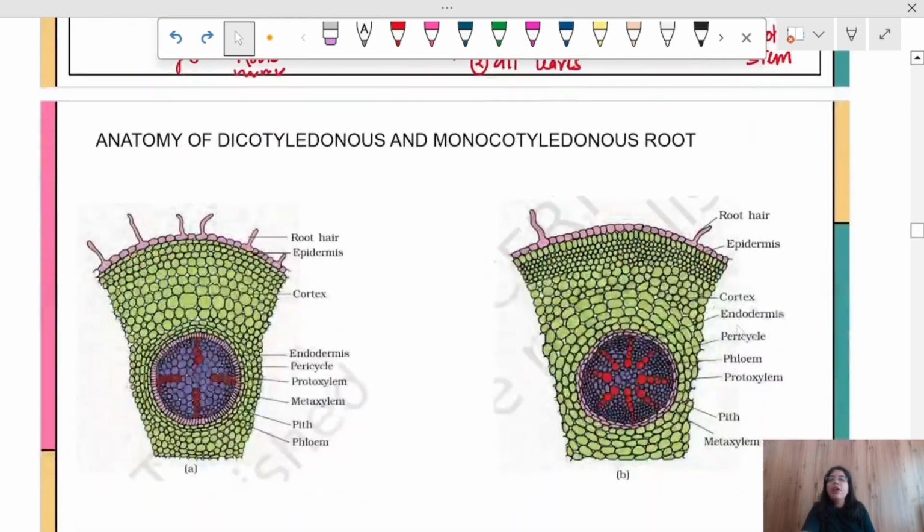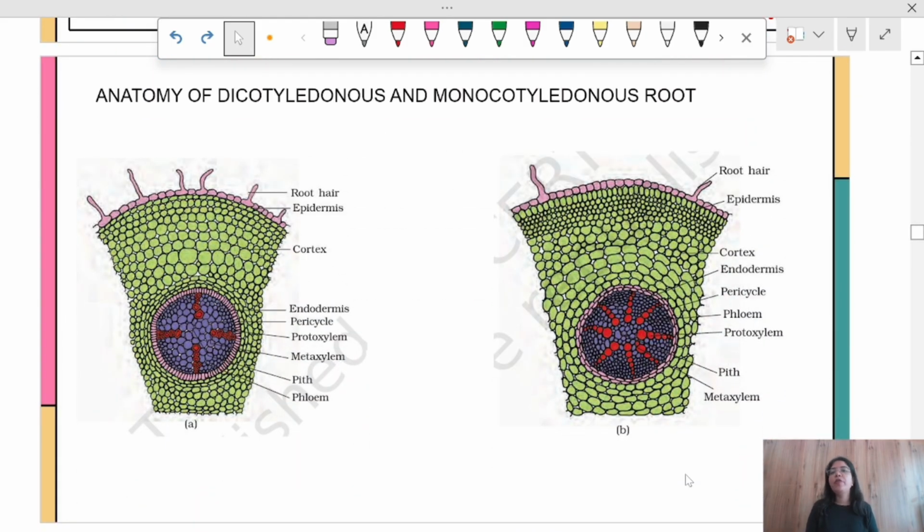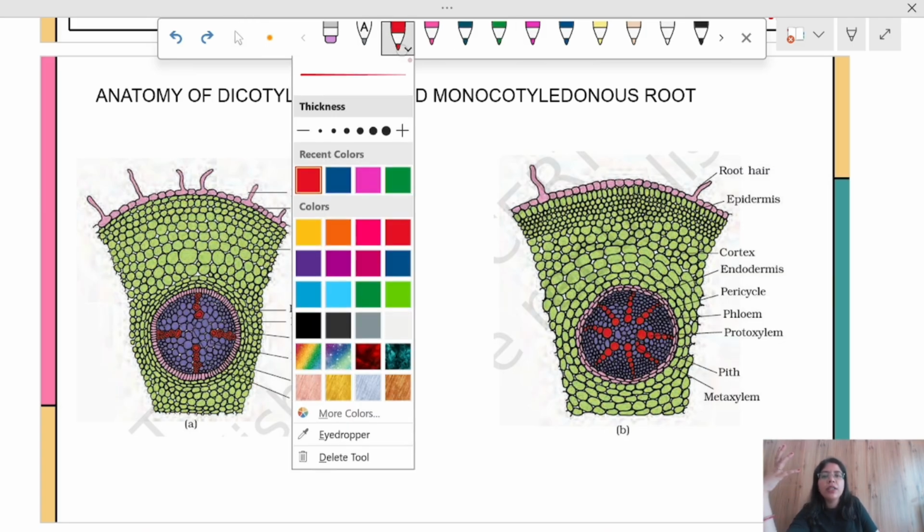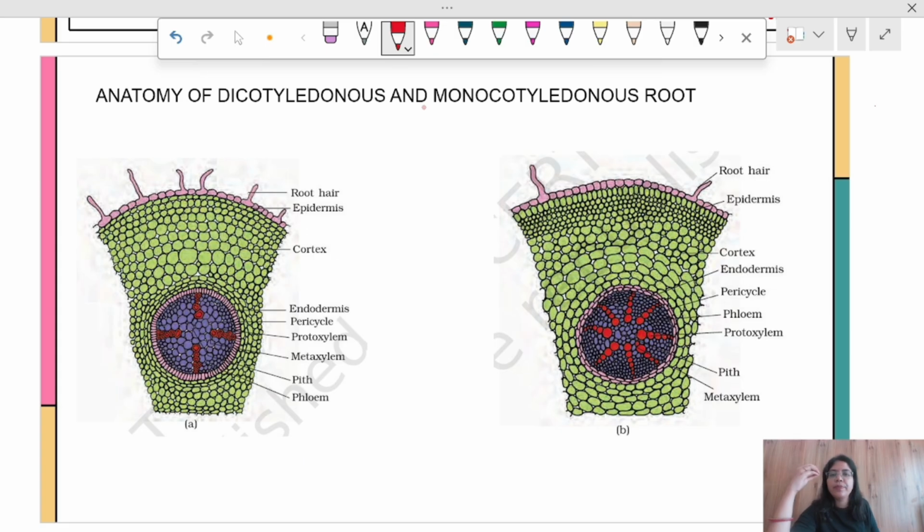Understood? Fine. Now let's talk about the anatomy of dicot and monocot root. You can observe two sections on the screen. They are very important sections. You have to learn the differences present in them as well as the similarities. If they want to make any difficult question, they can give an analytical question based on these differences and similarities. Now try to observe. They have given the section of sunflower root in dicot. On the left side you can see the dicot root, and on the right side this is the monocot root.